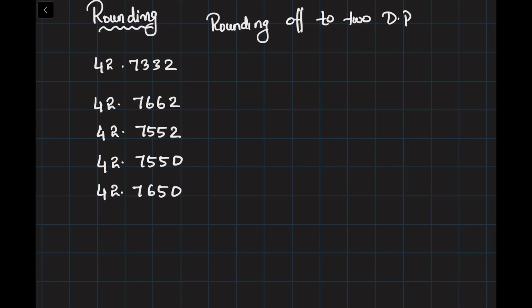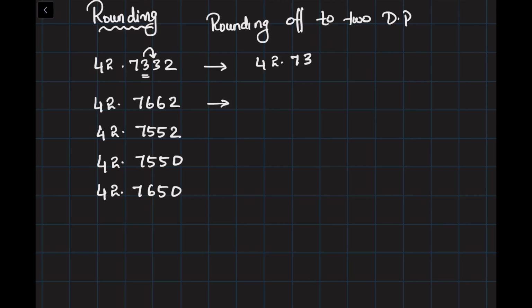So let's round off this number, 42.7332. The answer will become 42.73 itself. The reason is that for the rounding we have done on this number 3, the very next number after it is less than 5. So after rounding, the number will be retained as 3 itself, 42.73. Okay, let's try the next number to reduce the confusion.